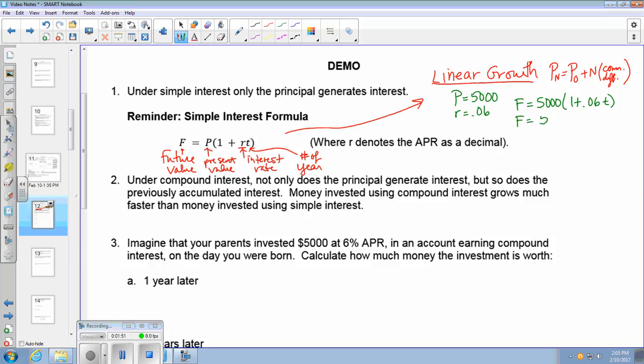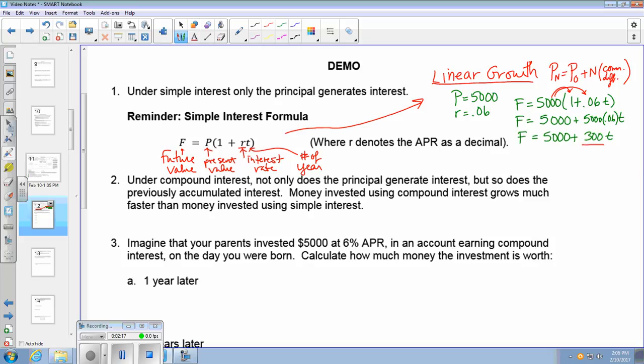So the future value would be 5,000. So I'm going to distribute the 5,000. We saw a little bit about this in the last class. Plus 5,000 times 0.06 times t. And simplifying a little bit further, we get that the future value is going to be $5,000. Again, that initial value, your present value, plus 300t.